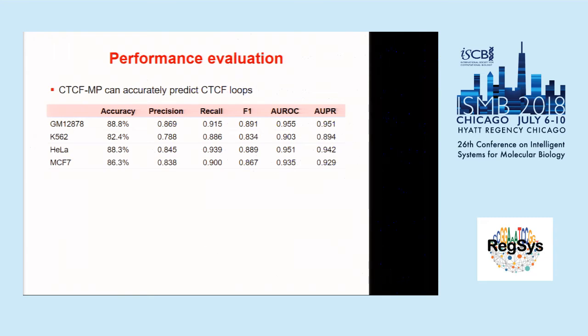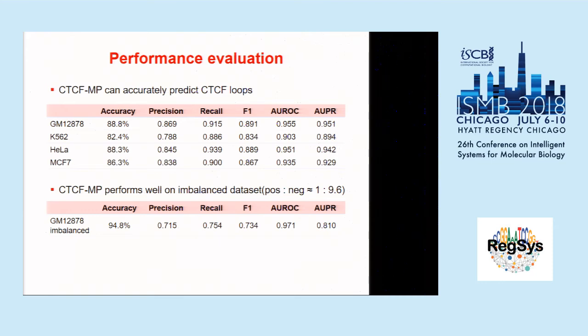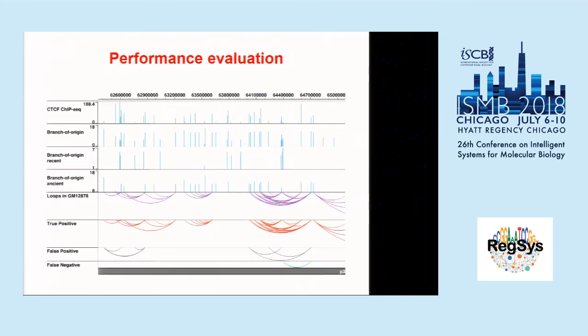And as mentioned above, we sample the negative samples to have a similar distance distribution as the positive ones, so it's a balanced data set. We also tried CTCF-MP on an imbalanced data set, just to show the performance on the whole genome data set. And here are the numbers. Still, CTCF-MP is really good on the whole genome data set as well.